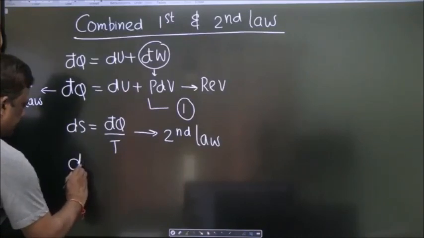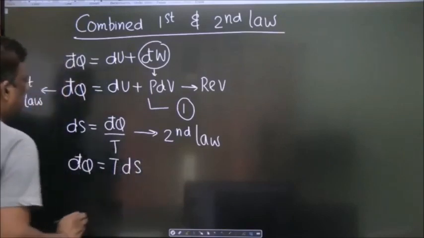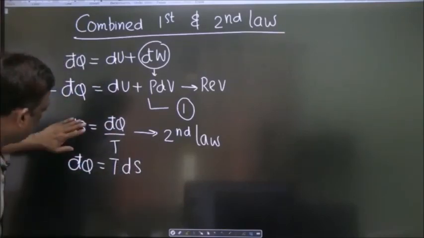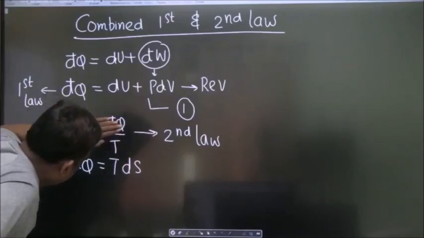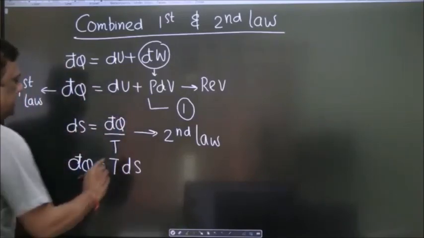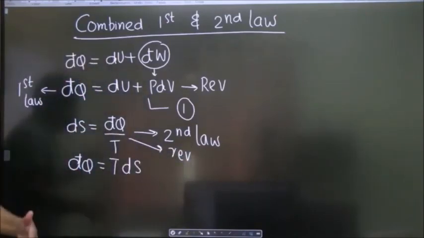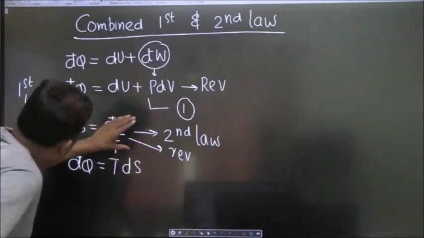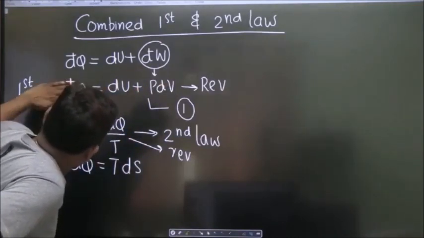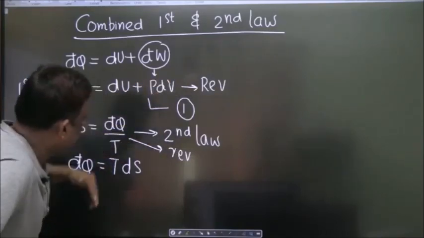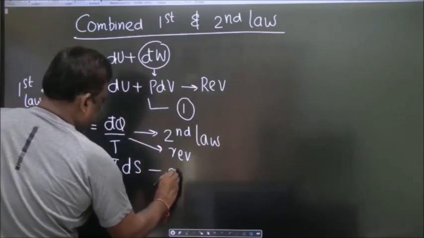d'Q is equal to TdS. I repeat, where did we get this equation from? The second law. But can anyone tell me what it is valid for? Strictly it is also for reversible. Please understand carefully the origin of equations. It is the first law and this is the second law. So now d'Q is TdS. Let us take this as equation number 2.